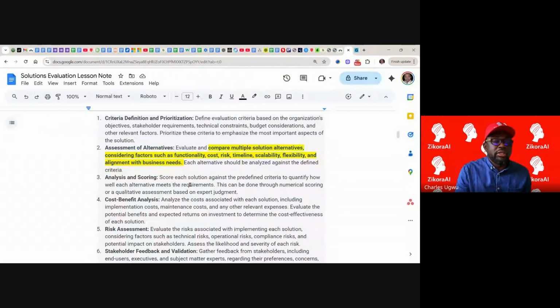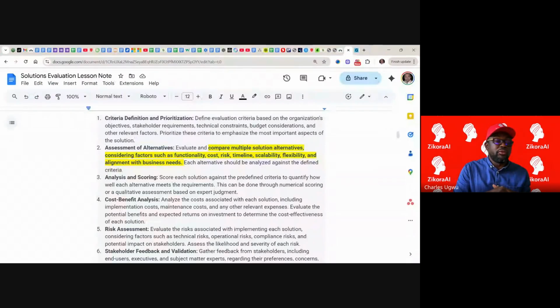So score each solution against the pre-defined criteria to qualify how well each alternative meets the requirement. This can be done through numerical scoring or quantitative assessment based on expert judgment. You can use your own expert judgment. Cost benefit analysis is going to be another topic. We just scratch it here, but we're going to treat it as a full topic because it's extremely important.